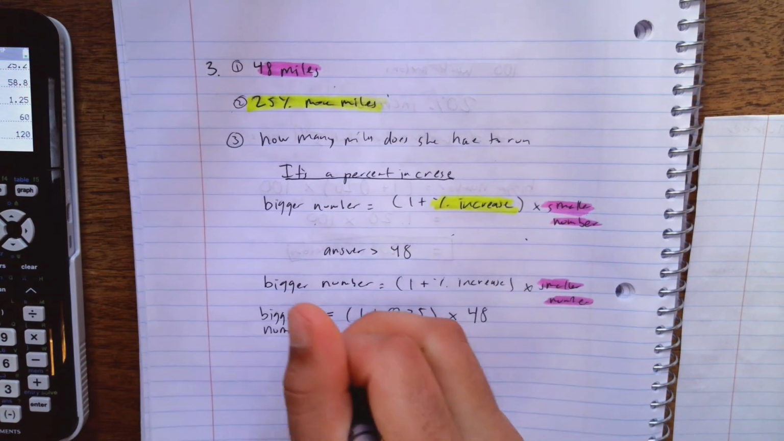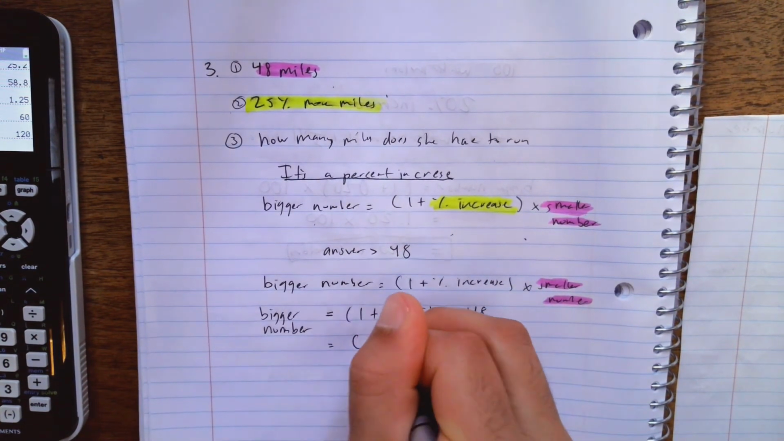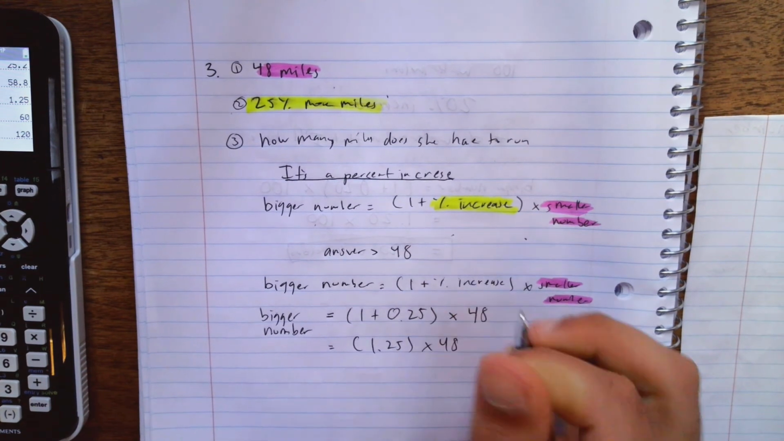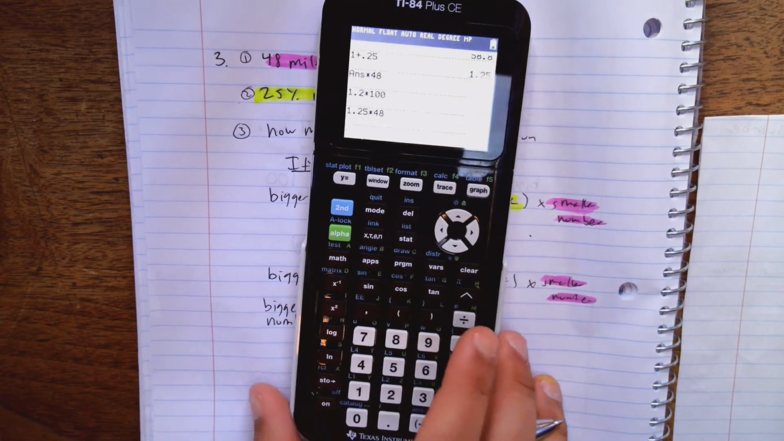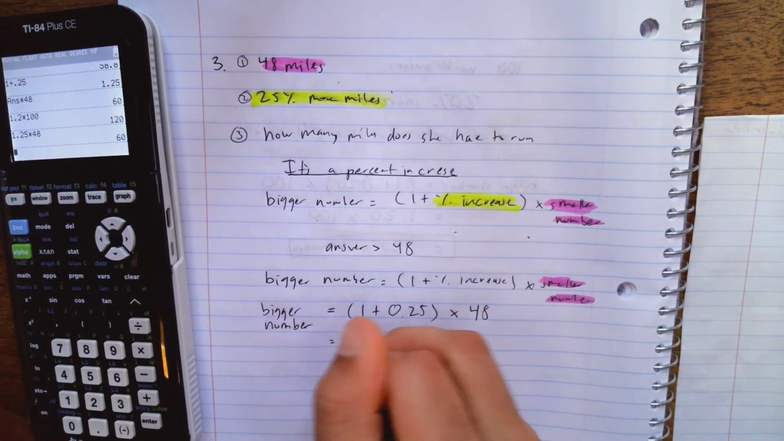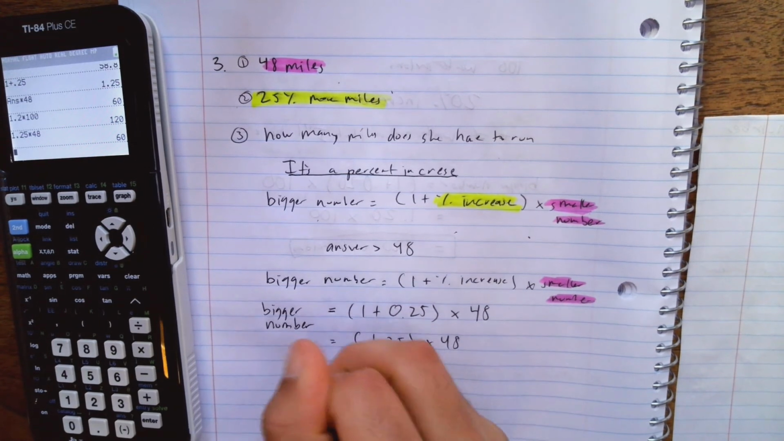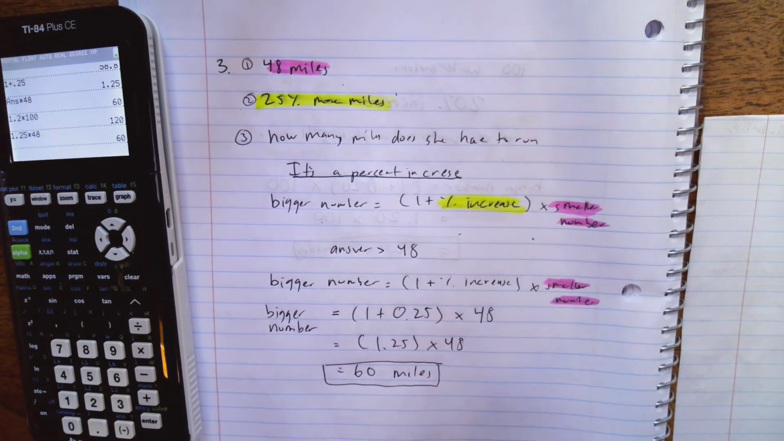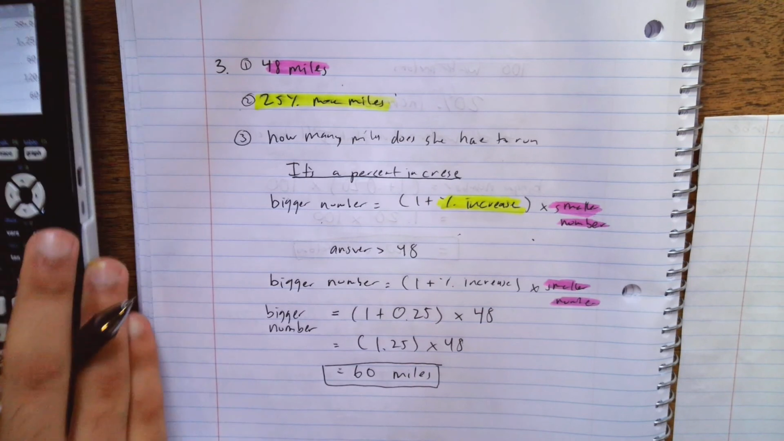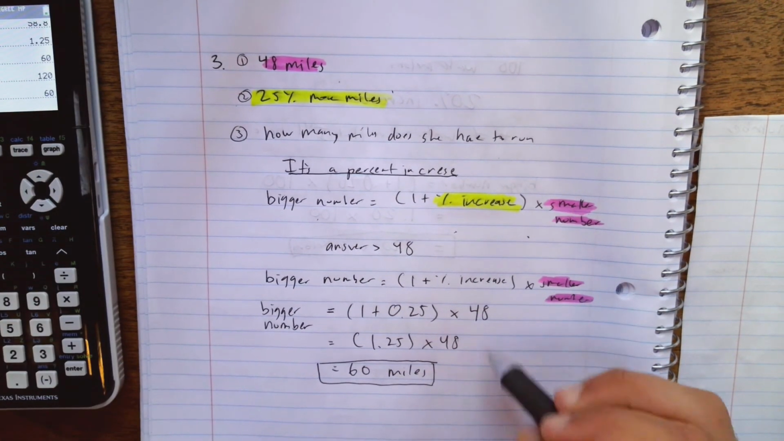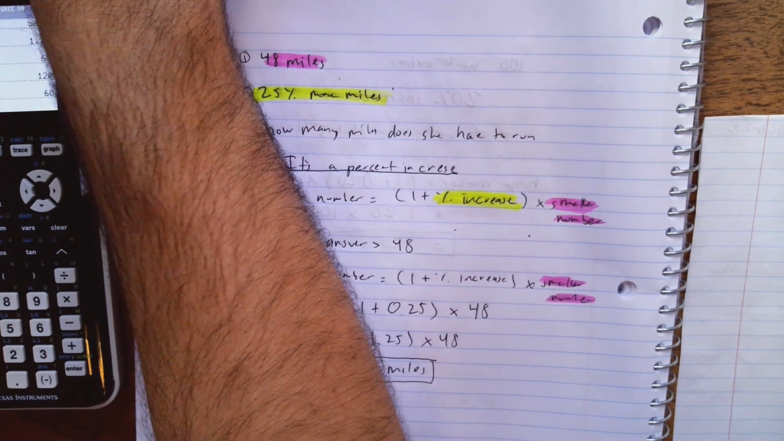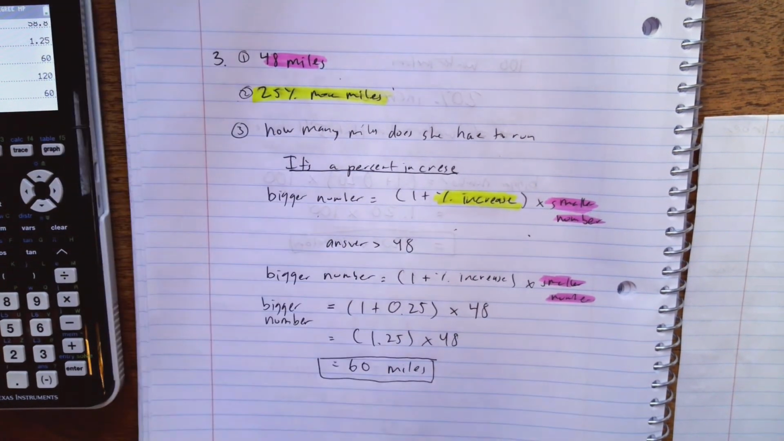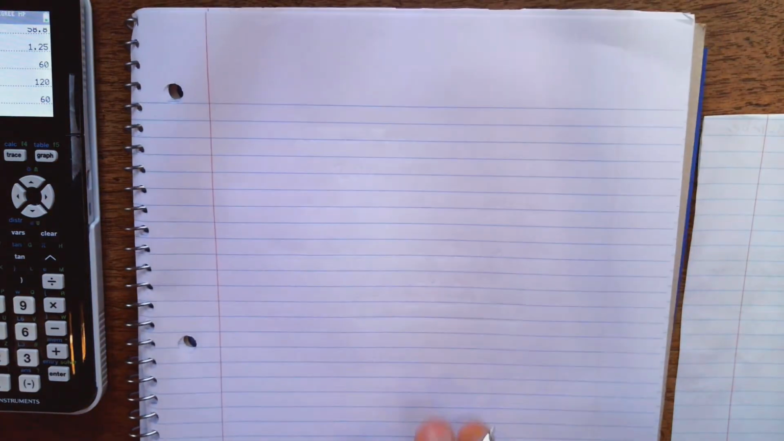So we have our bigger number is equal to 1.25 times 48. 1.25 times 48 is equal to 60. And that's our answer. Do you have any questions about the calculations on this part? Okay, good. We are almost out of time, so let's run through this last problem really quickly, and we can get out of here. Does that sound like a good plan? Awesome. Okay.